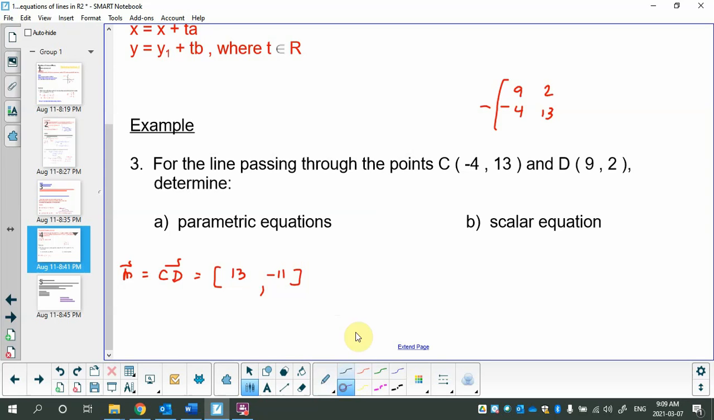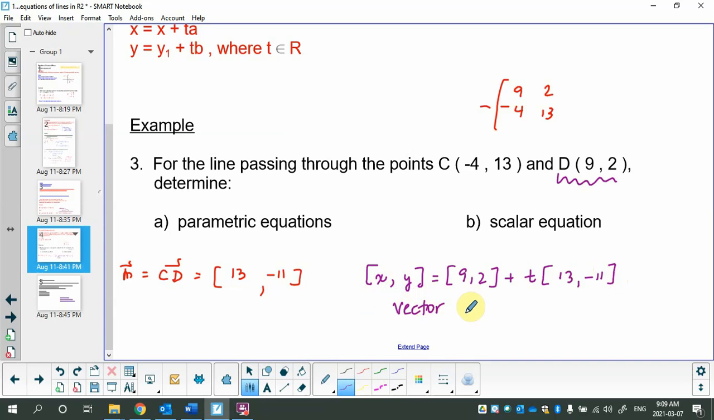So that means I have a direction vector of 13, negative 11, and I have a vector equation of xy equals, pick a point, I'm going to pick this one because it's all positive, 9 comma 2 plus t multiplied by vector 13, negative 11 that I created as my direction vector. So that is a vector equation, non-plural, and I say non-plural because there's only one of them.